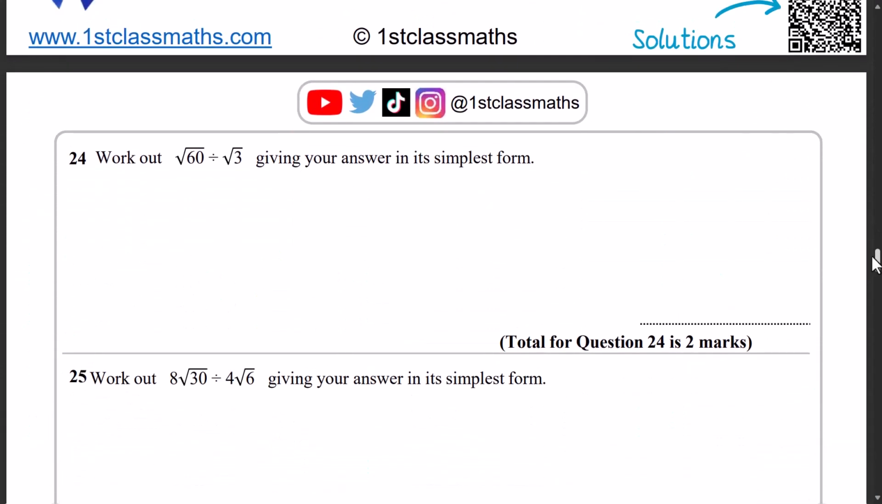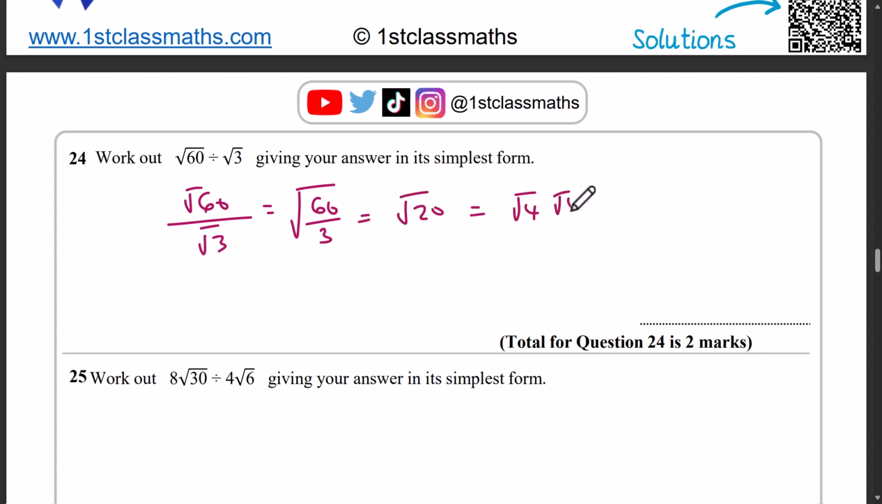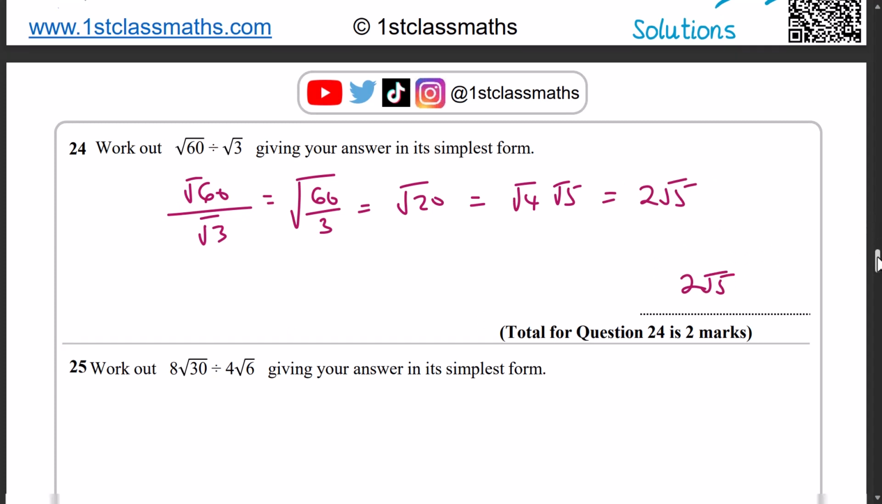The next one: we have root 60 divided by root 3. Of course, one way you could do this is to put it under one square root and divide 60 by 3, which is root 20. And root 20 can be split as root 4 times root 5, which is 2 root 5.